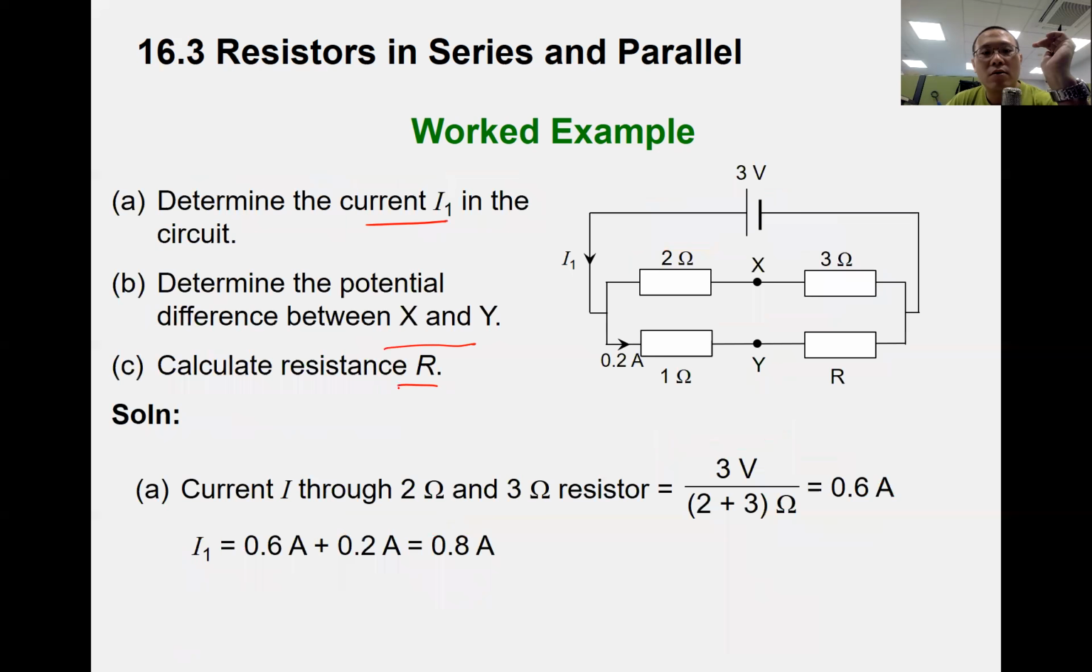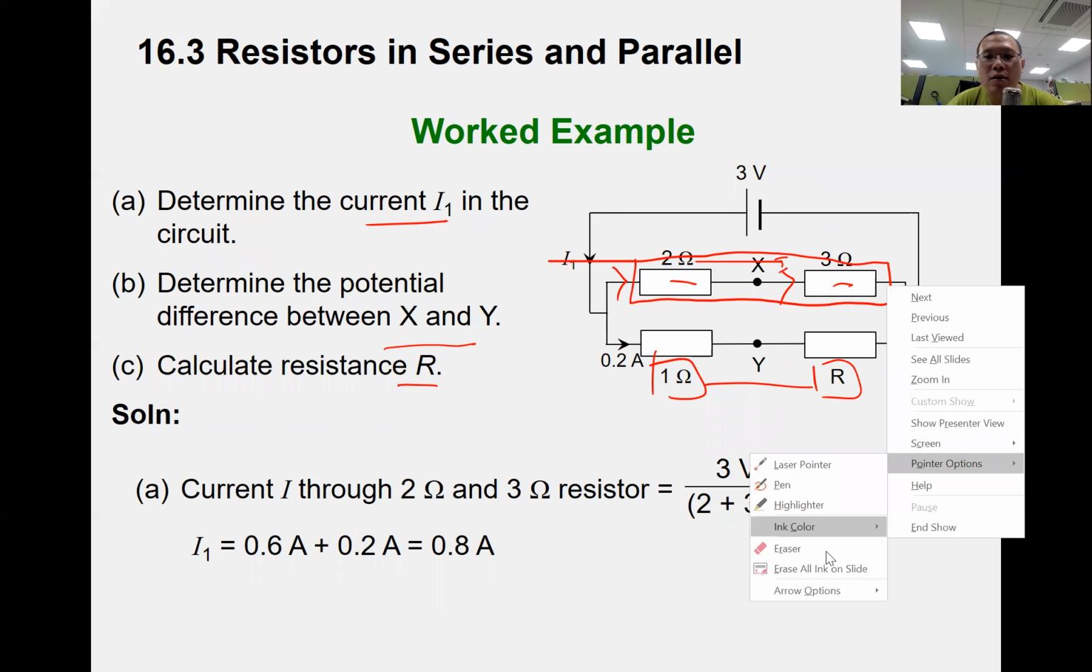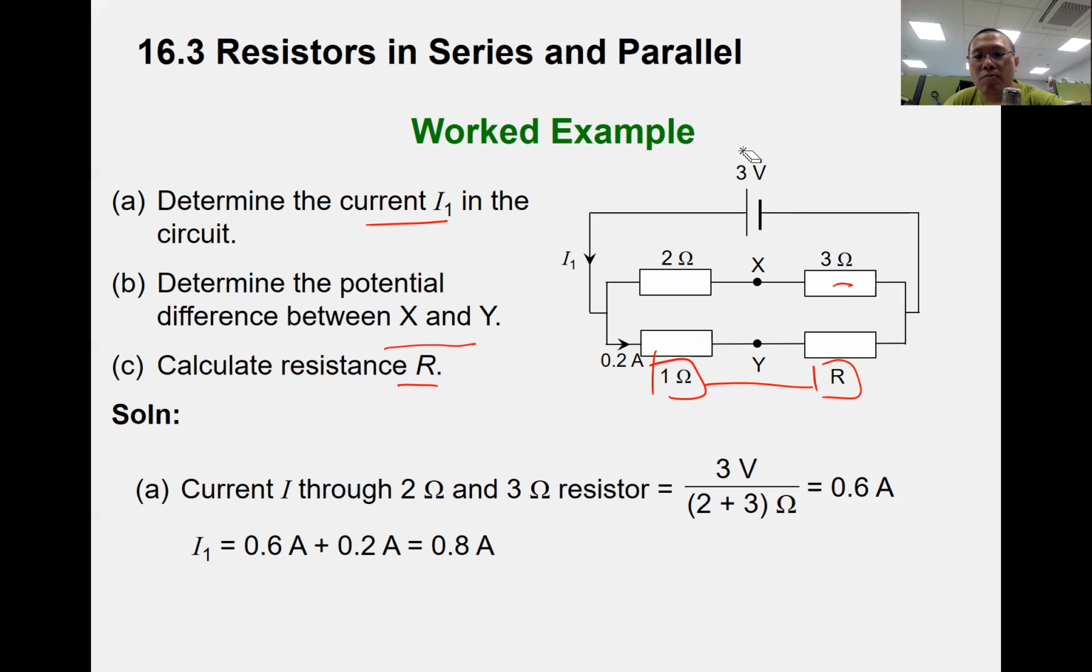Before solving, the first thing to do is look at the circuit first. Analyze the circuit. So now you know that 2 ohms and 3 ohms here, they are side by side. You know that 2 ohms and 3 ohms are series. Also, 1 ohm and R ohms are in series. Once you know they are series, you know certain properties. So I will know that the current through the 2 ohms and 3 ohms will be the same. That's why I label it Ix. Because you know they are series, they will follow series properties.